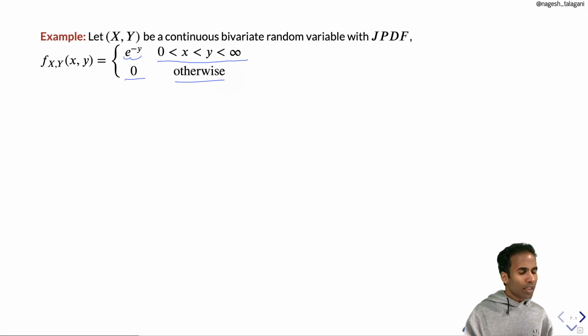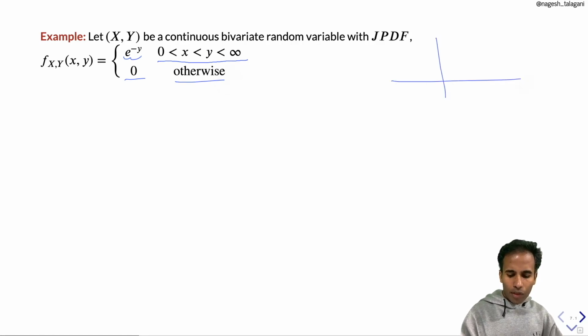Okay, first of all, here the support of (X, Y) is going to be this part, this region. This is y equal to x. Okay, this region.